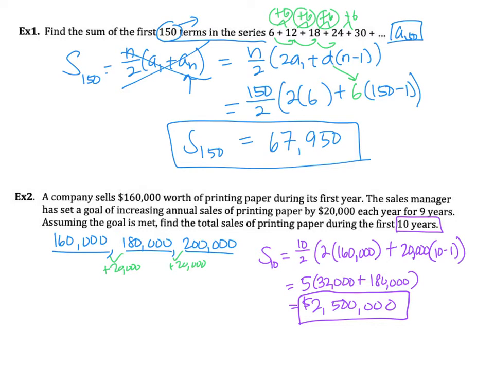So when you did this on your own, did you get 2,500,000 or 2.5 million? Hopefully. If not, you should go back and check, right? Reread the question. It says you're increasing your sales by 20,000 each year. You want to know how much you'd have after 10 years. If your initial year was 160,000, that's your first term, increased by 20 to get 180, increased by 20 to get 200. So I use that formula, plug it in, check your math if you didn't get that answer, because you should have gotten it. All right, moving on.